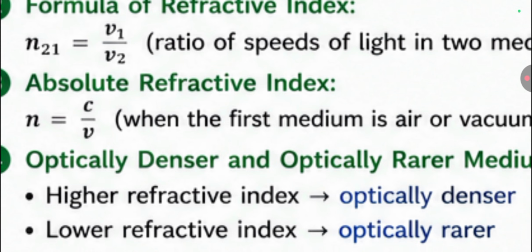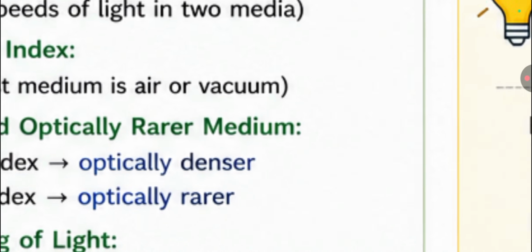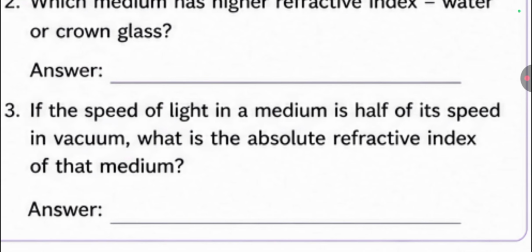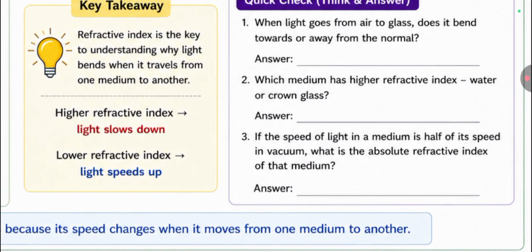Now we calculate the refractive index by substituting v equal to c by 2. So c divided by c by 2 gives 2 into c by c. So the refractive index is double. In this question, the speed of light in a medium is half of its speed in vacuum, so the absolute refractive index of the medium is double. The refractive index is 2 times. Okay, these are the questions.